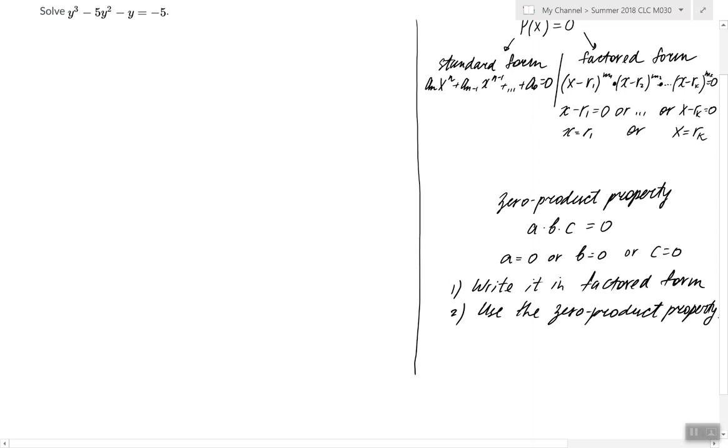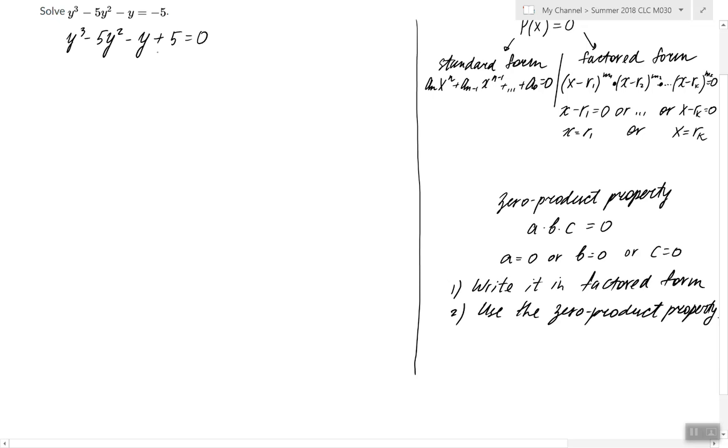So let's take a look at our problem. Here we have a cubic polynomial. So let's add 5 to both sides to write it in standard form. Now the next step is we have to factor it. Factoring isn't always easy. Sometimes it's impossible. So it just really takes practice to become good at factoring. This particular polynomial can be factored by grouping.